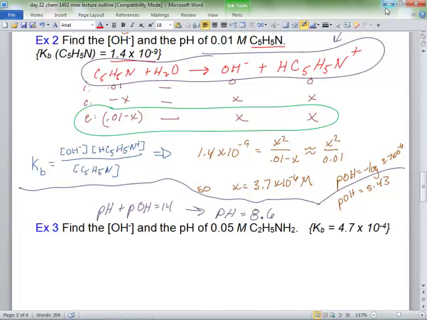If you're not sure on how to do EX2, the one we just did, getting pH 8.6, just ask. Make sure you're clear on this stuff.